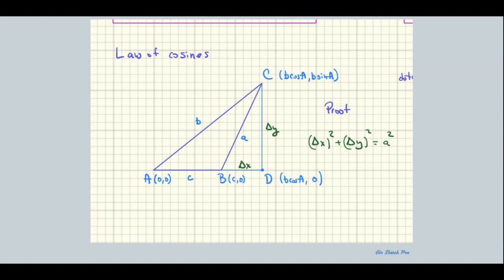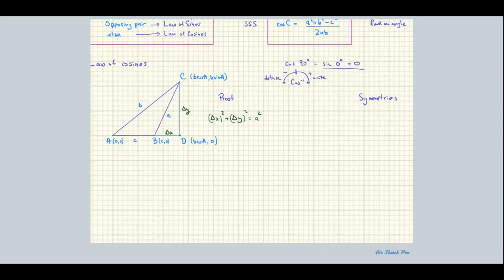Okay, so now that we have the coordinates, we are ready to construct the proof of the law of cosines. Give myself just a little bit more real estate here. Again, it's going to be delta x, the change in x squared, plus the change in y squared, which is a squared. And now we're ready to rock and roll.